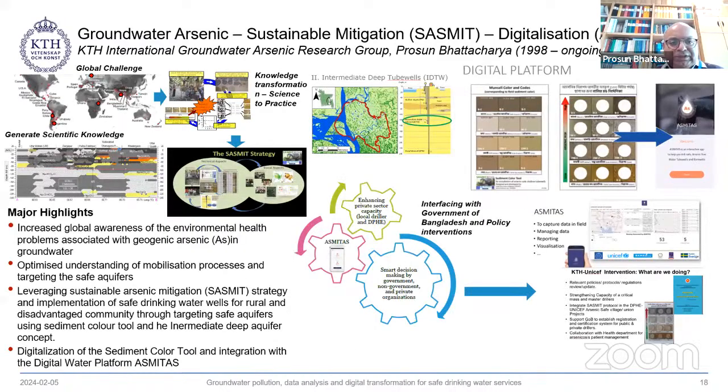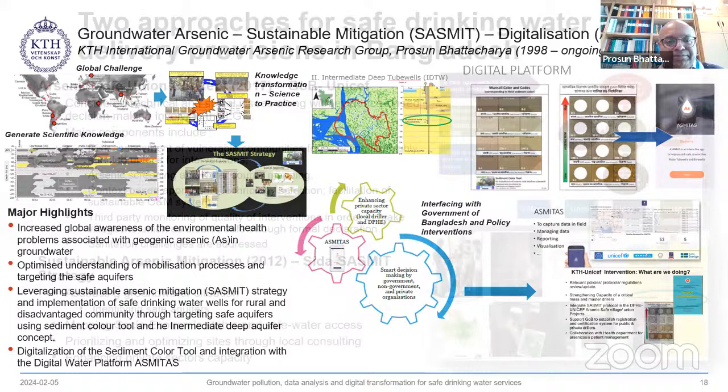So I'll just skip. This is the overall map of groundwater arsenic, sustainable mitigation SASMIT, digitalization ASMITAS, and how the whole trajectory has been ongoing since 1998 onwards, increasingly global. We are not only limiting ourselves to our region in Southeast Asia, but also in other parts of the world, leveraging these concepts in different parts and different contexts.